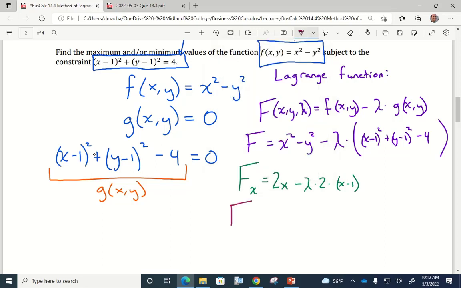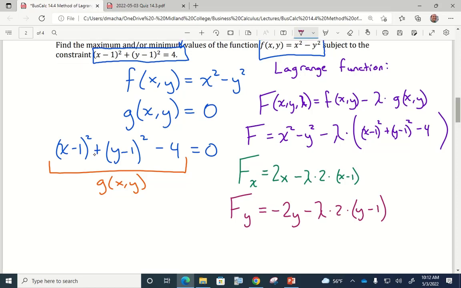So taking the partial with respect to y is going to be similar but not quite the same. Negative y squared is going to be minus 2y. And then this last bit's going to be the same. It'll be minus lambda times 2 times y minus 1. So stop me if something doesn't make a lot of sense to you.